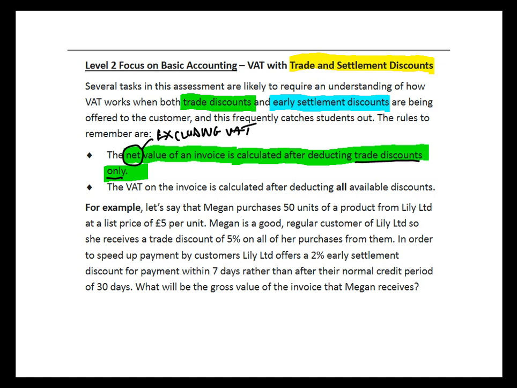However, the rule with VAT is that when you're calculating the value-added tax on the invoice, this is deducting all available discounts. So when you're working out the VAT, you need to work out a fully discounted value of the invoice after knocking off not just the trade discounts, but also any available early settlement discounts. Now, the problem that can create is at that stage you don't actually know if the customer is going to take up the early settlement discount, but we still deduct it for the purposes of calculating the VAT.